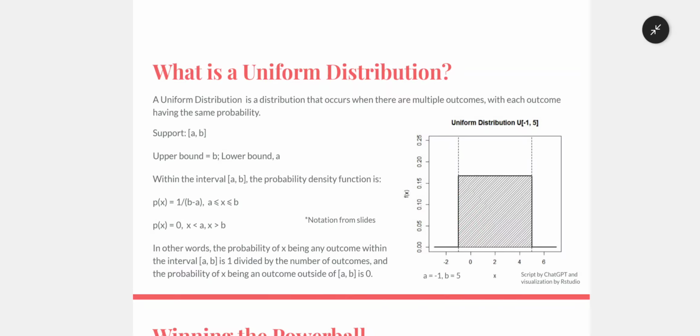So within the interval A and B, the probability density function is going to be as follows. In plain English, that simply means that the probability of x being any outcome within the interval A and B is going to be 1 divided by the number of outcomes here. And the probability of x being any outcome outside of A and B is just going to be 0, of course.